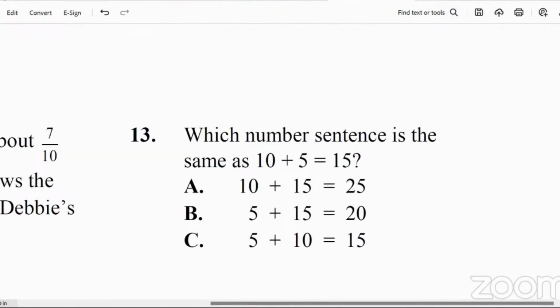All right, it says, which number sentence is the same as 10 plus 5 equals 15? All right, so of course, 10 plus 15, that's 25, that's not the same. 5 plus 15, that's 20, that's also not the same. But 5 plus 10 is 15. So whether you say 10 plus 5 or 5 plus 10, the answer will still be 15. So the answer is C.